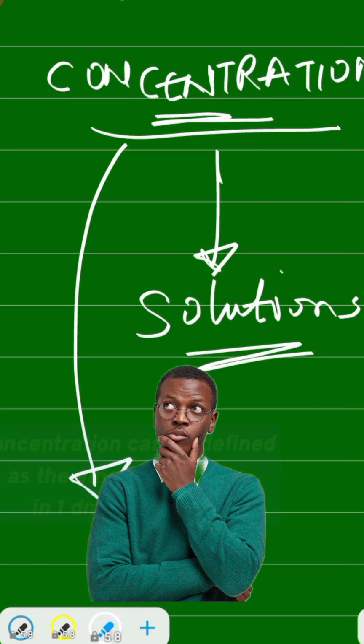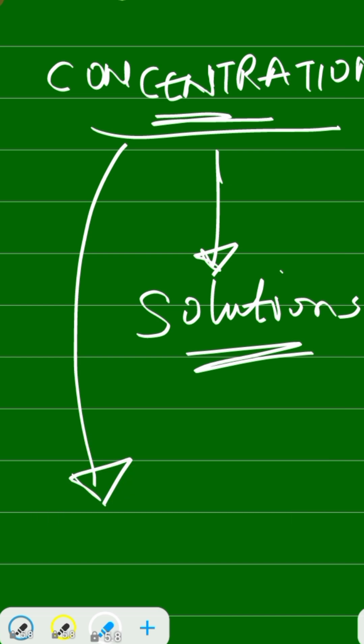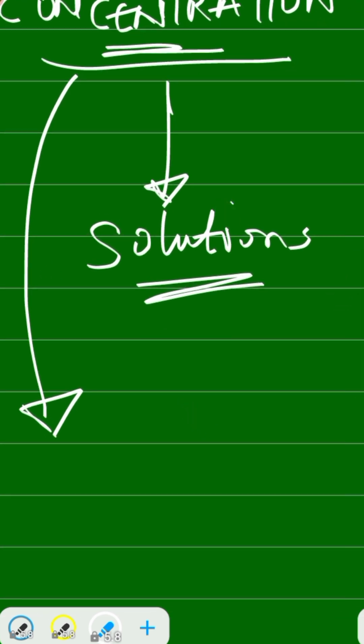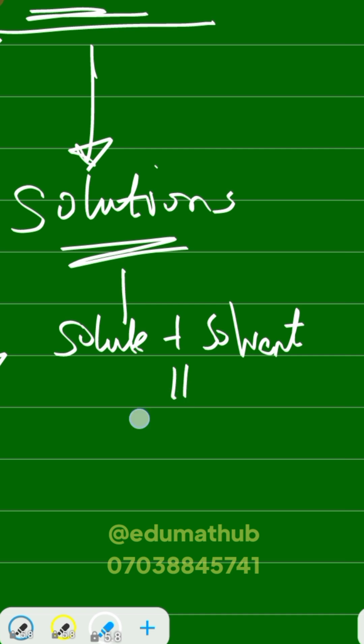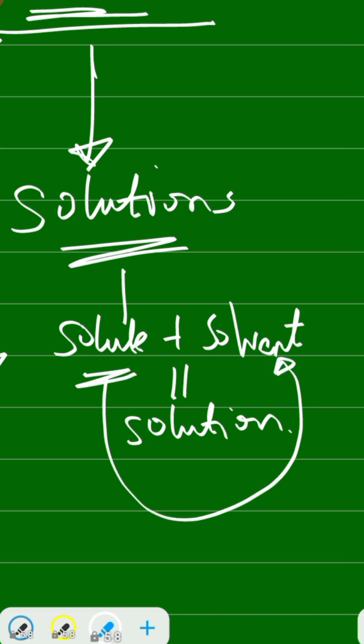What is concentration? Concentration can be defined as the amount of solutes in 1 dm cube of a solution. The amount there has to do with the number of moles of solutes, while the dm cube there has to do with the volume of the solution. Now, to make a solution, you must have solute plus solvent. When the solute and solvent come together, you get what is called a solution. So the amount of this solute which is dissolved in the solvent is what is called the concentration.